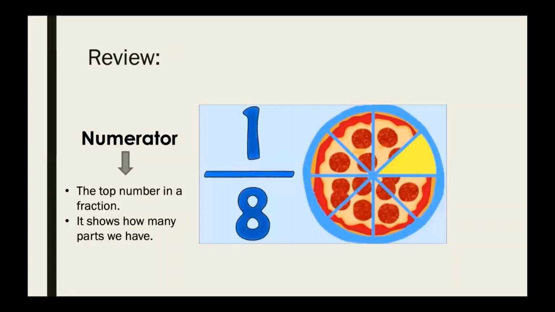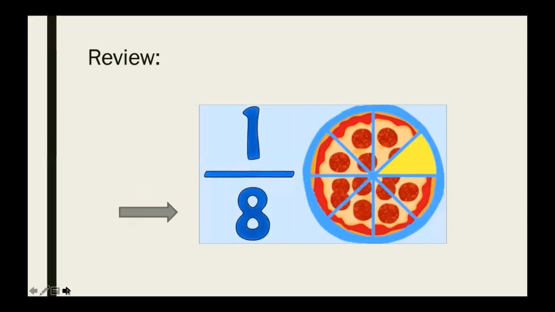Let's continue. Look at the arrow. Again, it's pointing to the bottom number. That's your clue. You've guessed it. It is known as the denominator. Do you know the meaning or the purpose of the denominator? I'm sure you do.